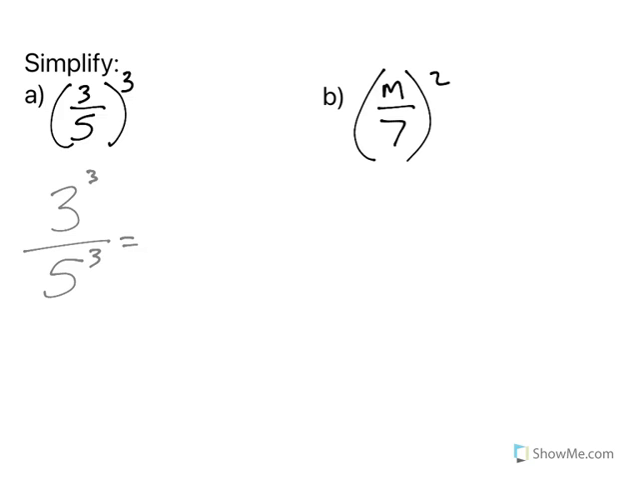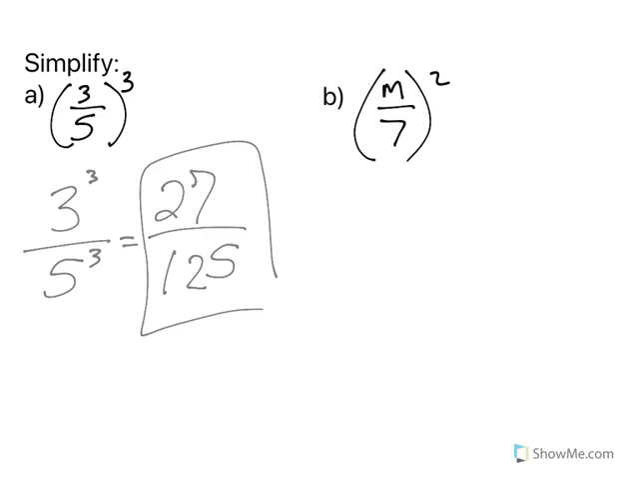Well, what is 3 to the third power? 27. What is 5 to the third power? 125. And there we go. If that was confusing to you, just remember, 3 to the third is 3 times 3 times 3. 5 to the third is 5 times 5 times 5. So you could always break it down that way as well, and then use your calculator.